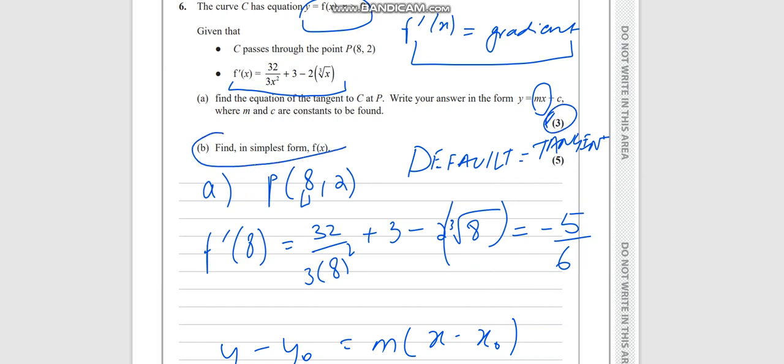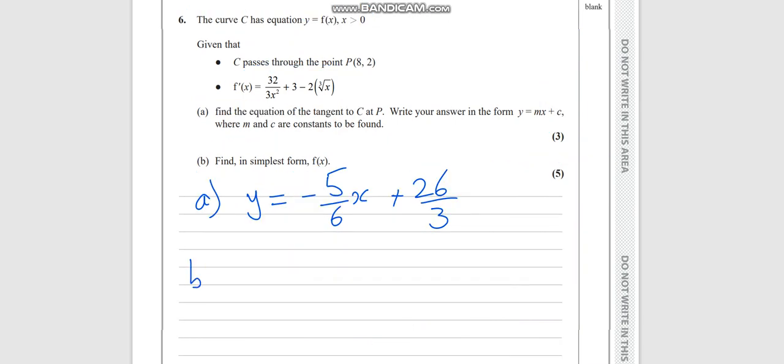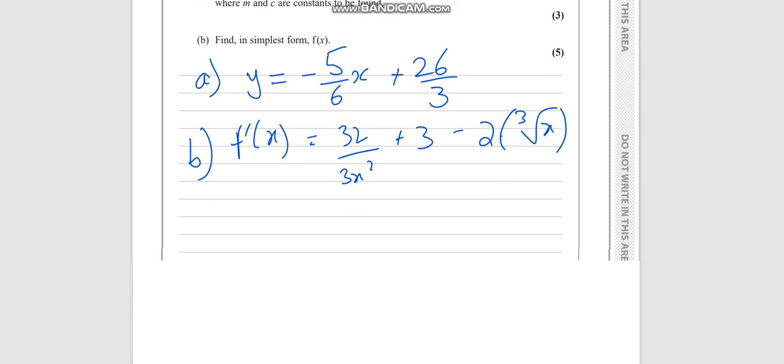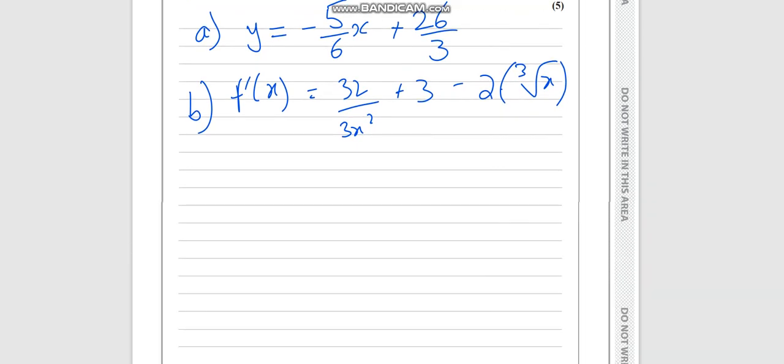And now coming on to the b part, which is find in simplest form f of x. So we already have f dash of x. In this case we have to integrate it. So our b part will go like this. I'll just write the f dash of x first, so that when I scroll down I don't have to go back up. That's the root of x. Now I'll just simplify this first.